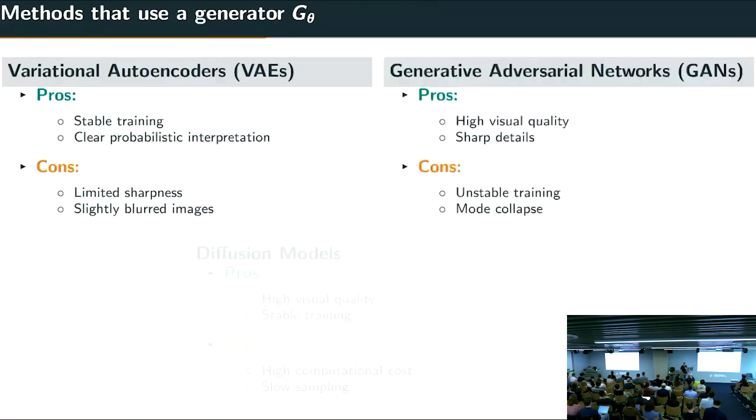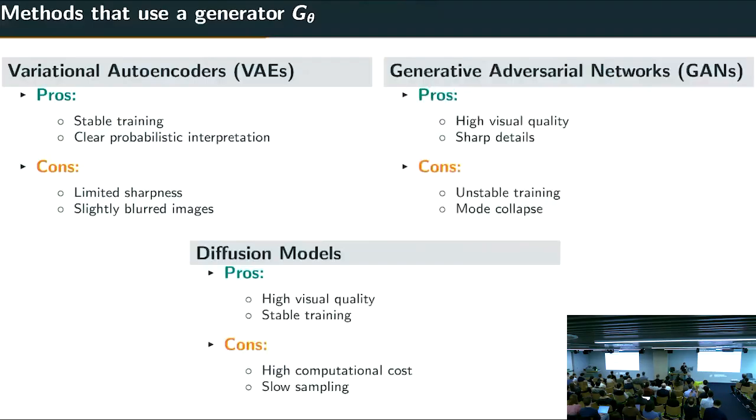An alternative are the GANs, generative adversarial networks, which have been pretty popular in the literature recently, over the last 10 years. They provide nice, sharp images with high resolution. However, they are unstable, difficult to train, and they are also prone to mode collapse. And the current alternative now that we have are diffusion models. They combine high visual quality and stable training, but they tend to be computationally expensive.